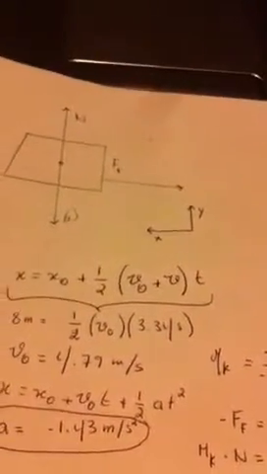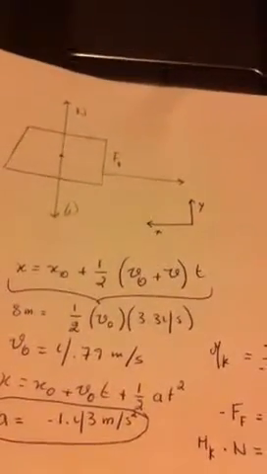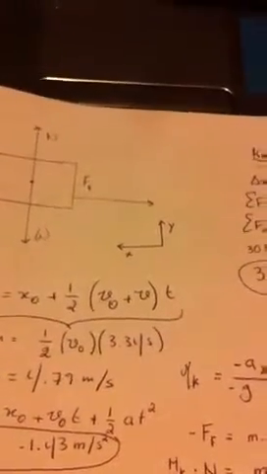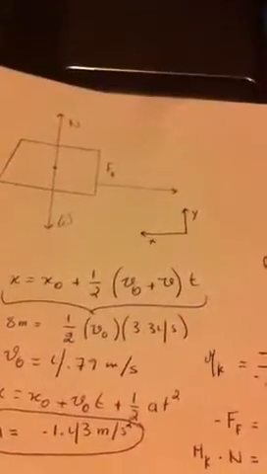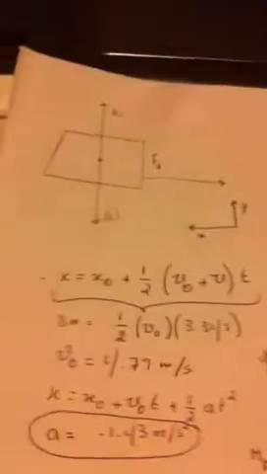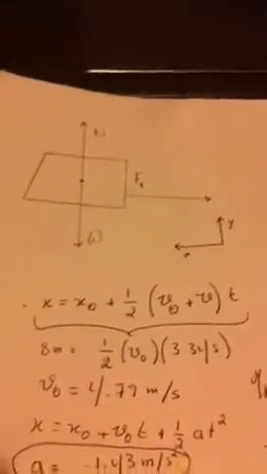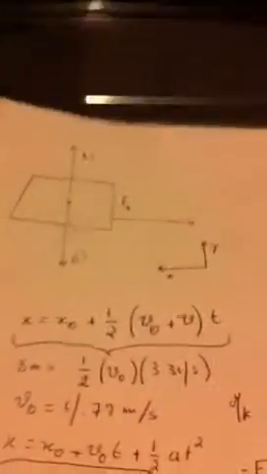We establish our coordinates. We know that upwards is going to be positive, and we know that to the left is going to be positive. We know that friction is then acting in the opposite direction, to the right, because it opposes motion.